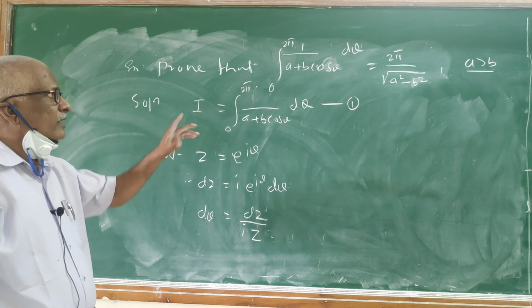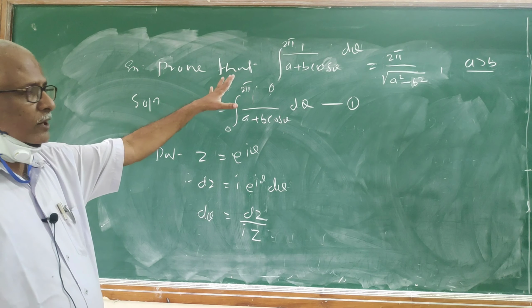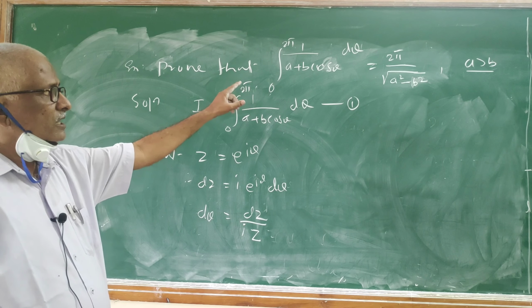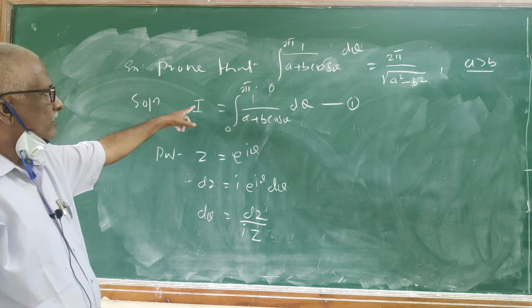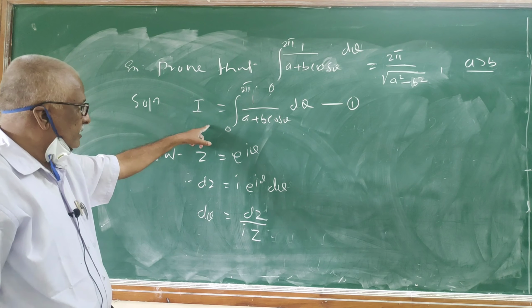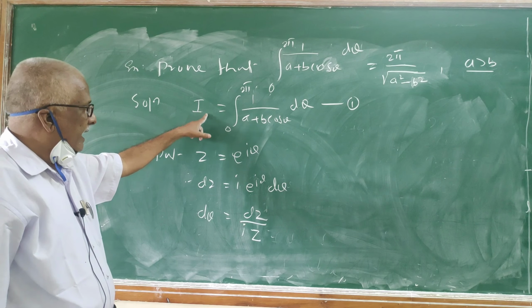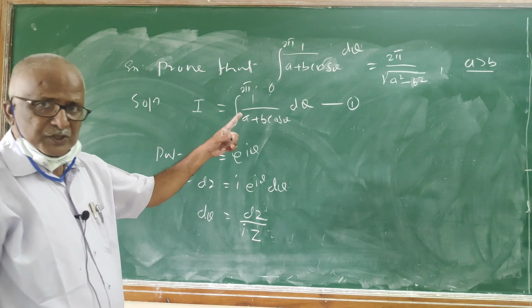So first of all, this is a real integral. There is no i quantity here, no complex quantity, no imaginary quantity. Purely it is a real quantity. So we shall first consider this integral. Let us denote it by I equal to the integral from 0 to 2 pi of 1 by a plus b cos theta d theta. Call this 1.